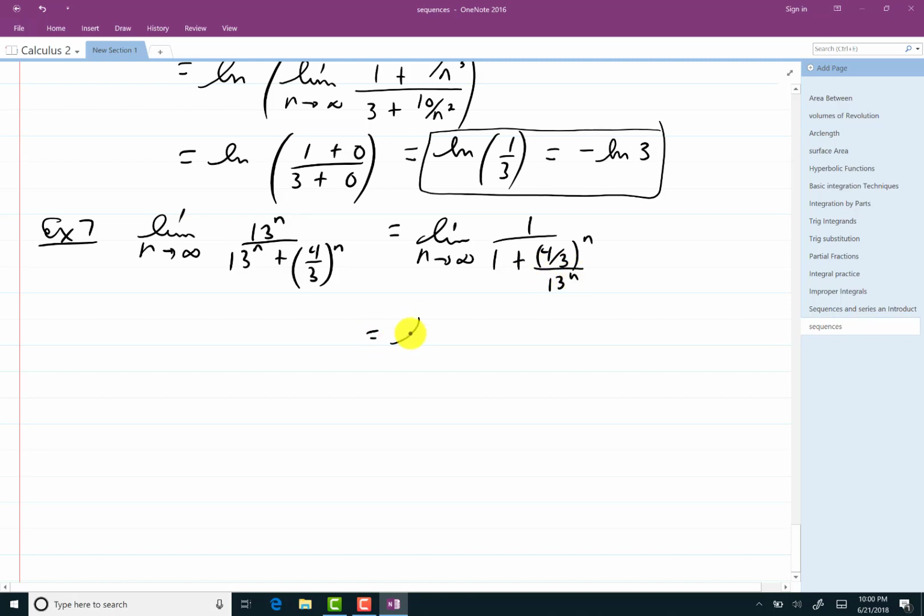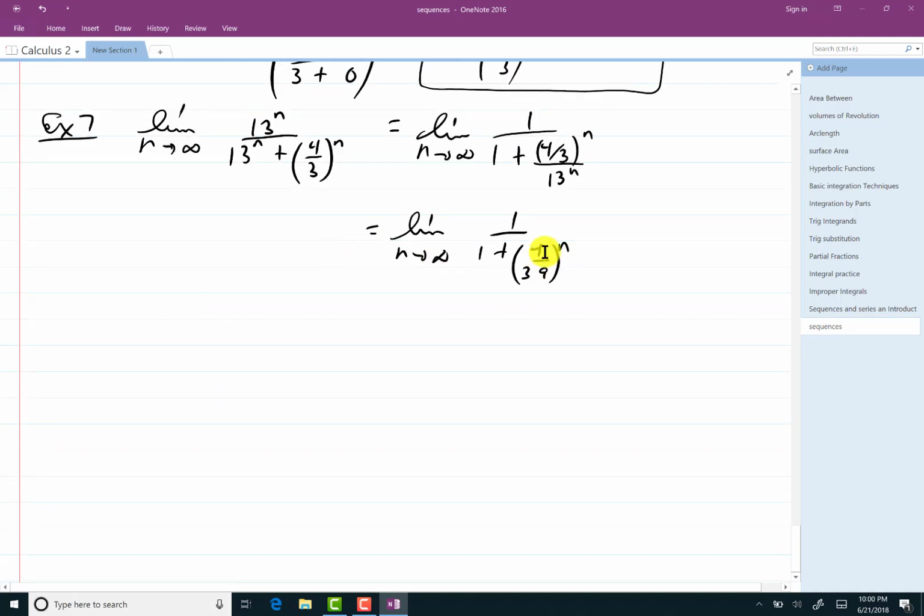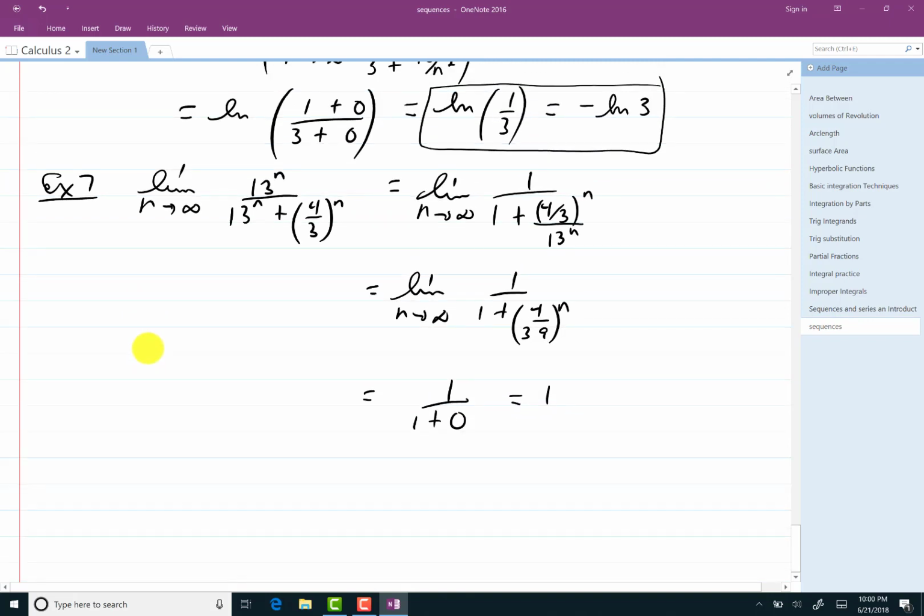And I believe 1 over 1 plus, I'm going to put these together in here, and I'll get 4 divided by 39 to the n. Now, since this number inside of here is less than 1, greater than 0 though, this piece right here will go to 0. So I'll end up with 1 over 1 plus 0. And that'll equal 1. This is one I would feel really weird about this answer, just because I don't like the looks of it to begin with.